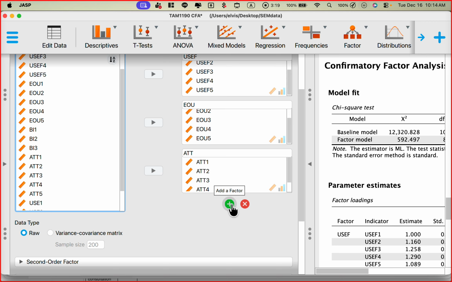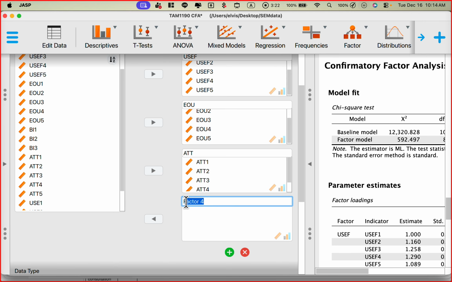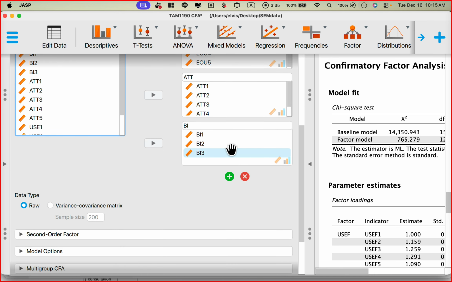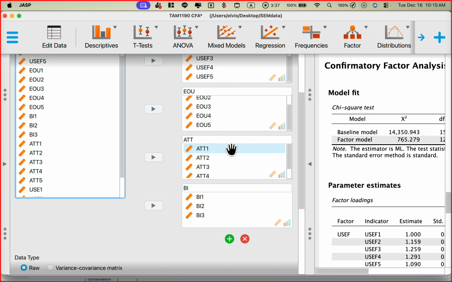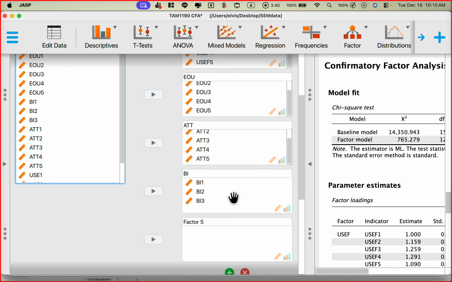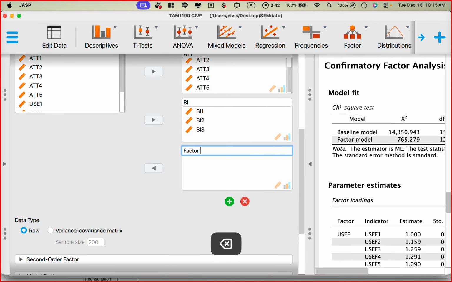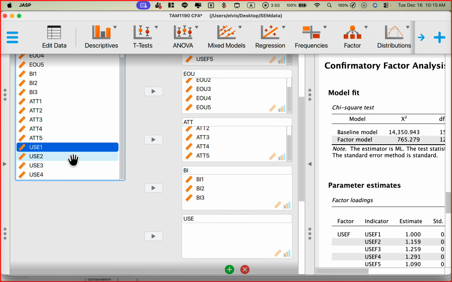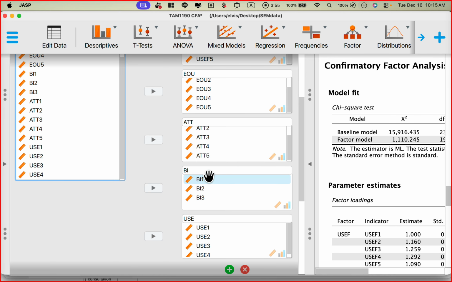Now, the 4th factor will be behavior intention, right? BI, behavior intention. So we have 3 indicators for behavior intention and move to the right. The last factor is use, actual use. So type USE, and from the left-hand side we have 4 indicators for use. Okay, good.